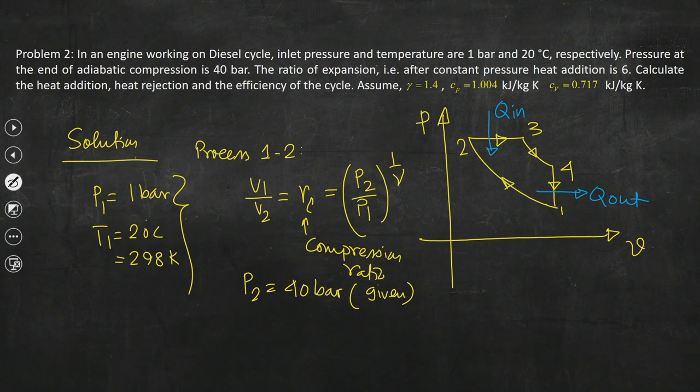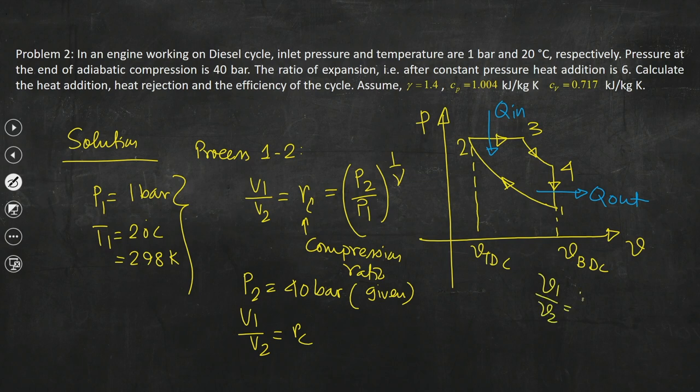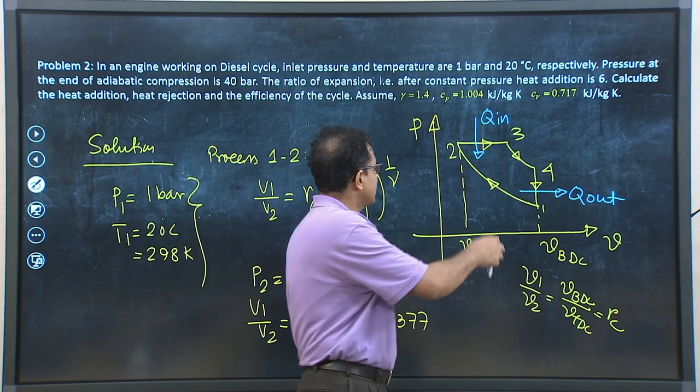Given. So, from there we can write V1 by V2 equal to RC, because you can understand this is VBDC and this is VTDC. V1 by V2 equal to VBDC by VTDC equal to RC, that is the compression ratio. So, if we calculate, it is coming as 13.9377.